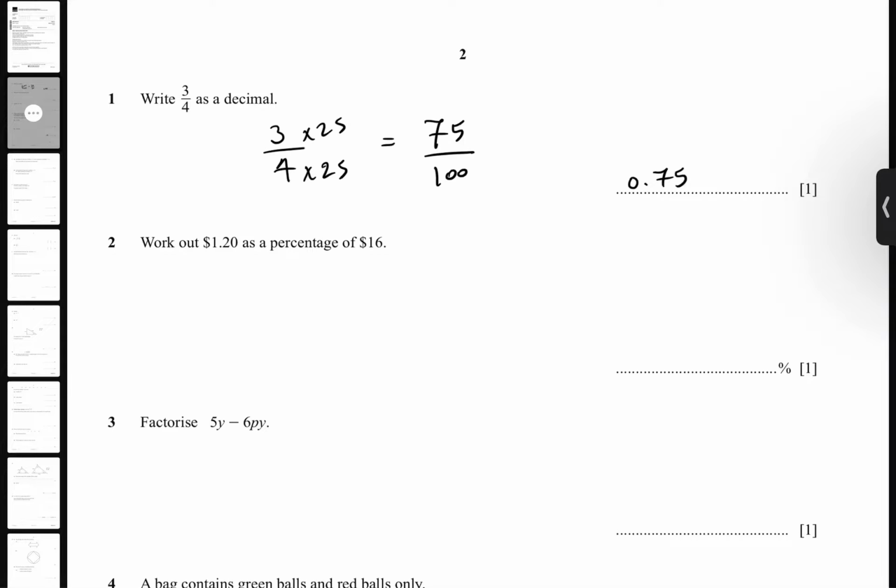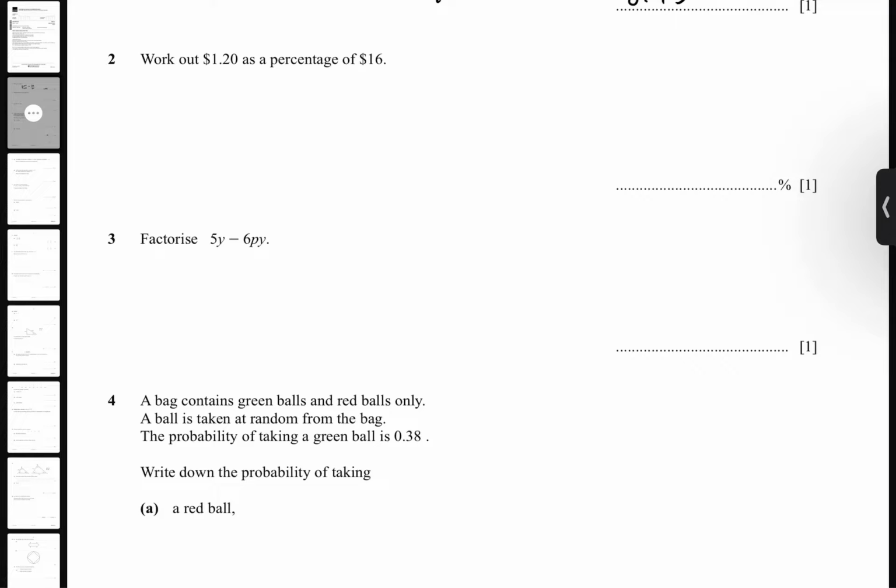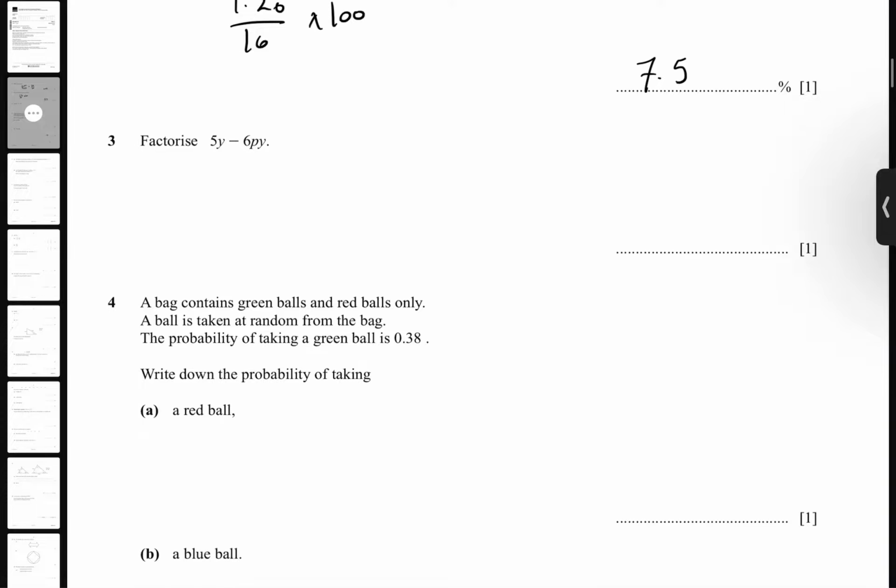The next question says, work out 120 as a percentage of $16. Just divide 120 by 16 and multiply that by 100. And if you plug that in the calculator, you will get roughly 7.5%. Moving on to question number 3 now.